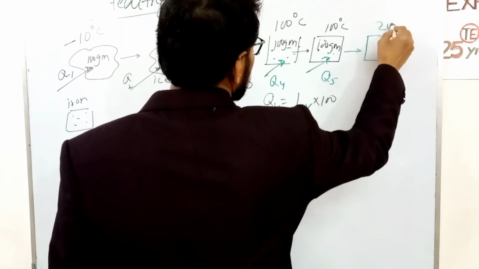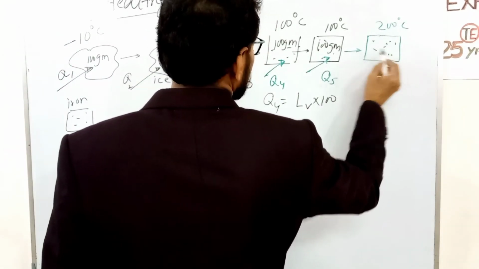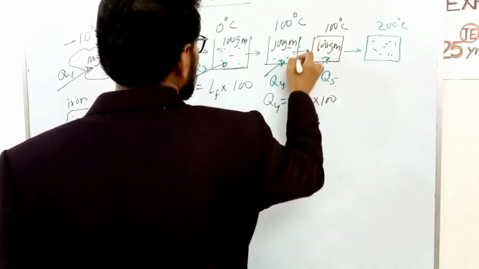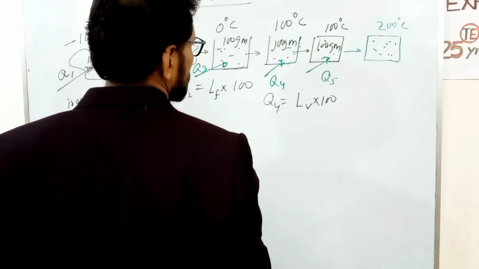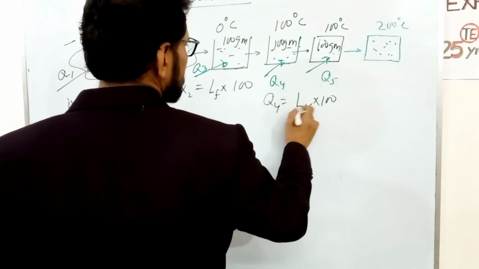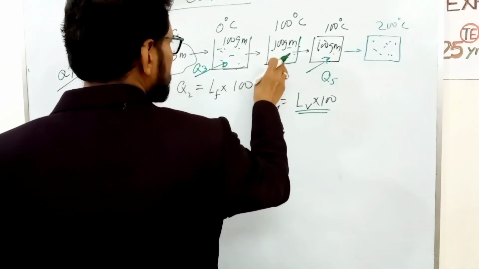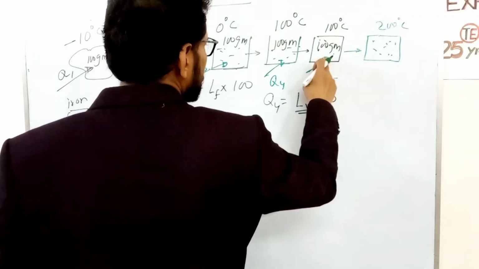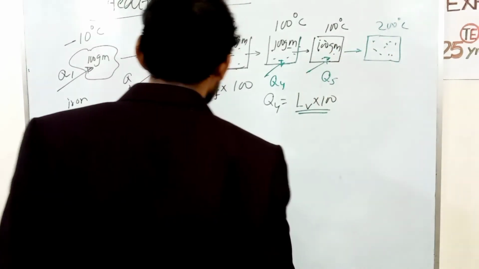Suppose the temperature is 200 degree centigrade. So this is steam. This is 100 degree centigrade, 100 gram steam. Now this is water, this is steam. So this is latent heat, Q4: latent heat of vaporization into 100 equals Q4. The amount of heat supplied here equals latent heat into mass. And here if heat is supplied, then it is converted to steam of high temperature.